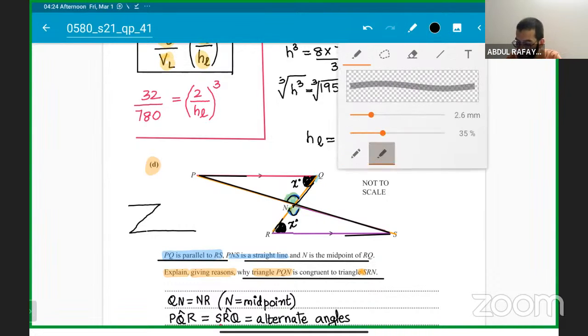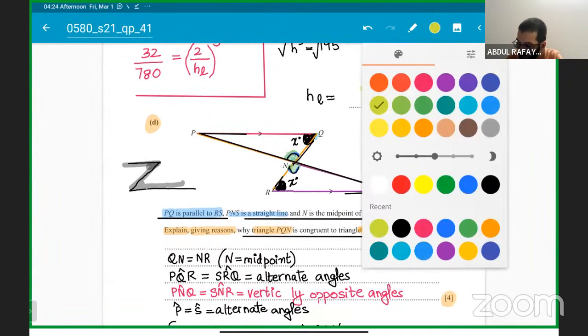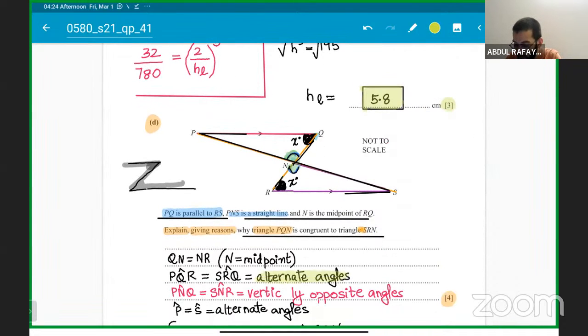For example, I'll explain why I said that. I already know that this angle will be equal to this angle as they are forming a Z due to parallel lines. So now I have the leverage that I can write alternate angles. That's my reason, right? Secondly, they have already told us that N is the midpoint.